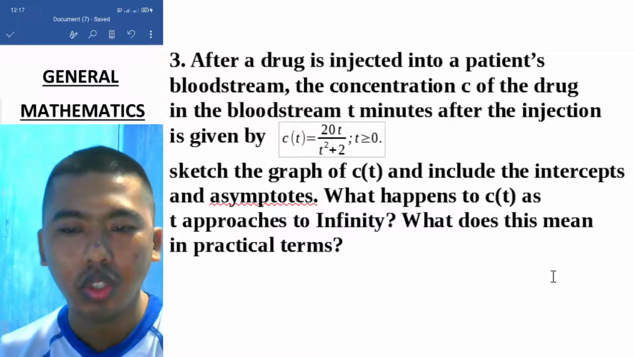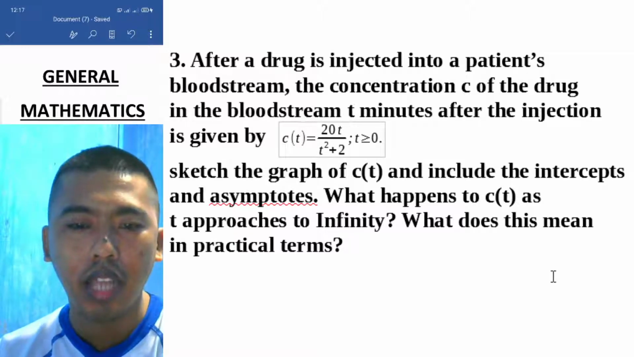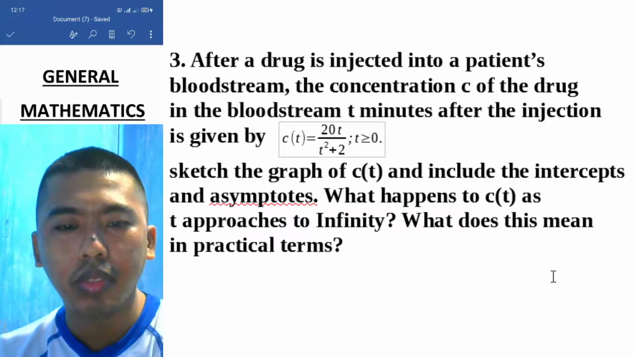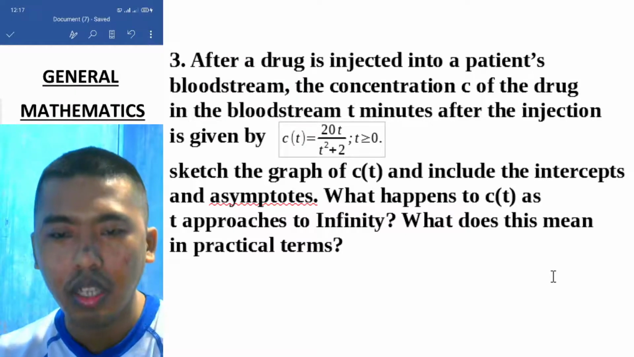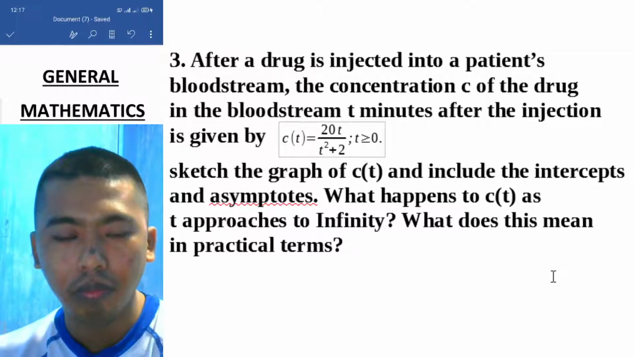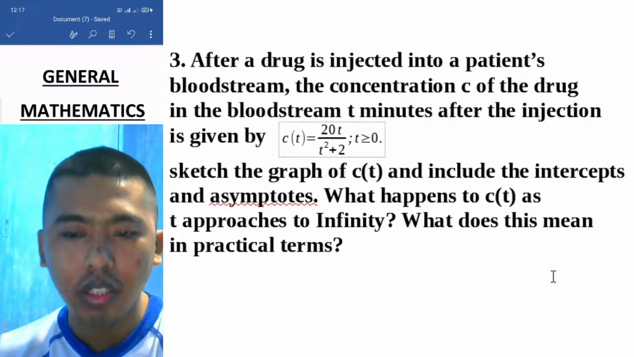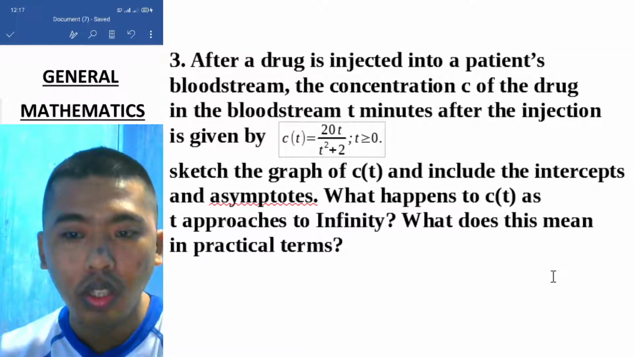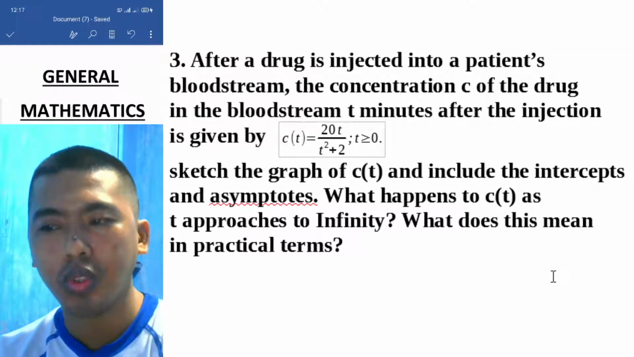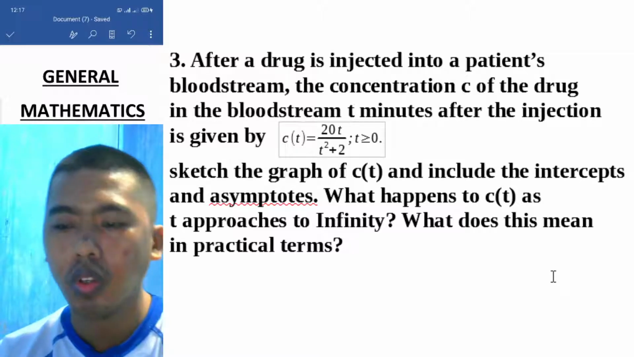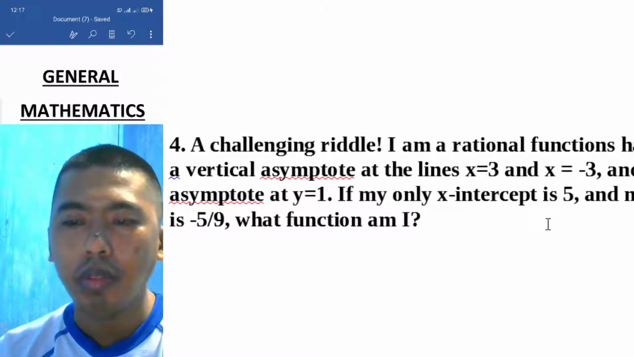Now here is the additional task. Sketch the graph of C of t and include the intercepts and asymptotes. So that's an additional task after you create a table of values. And after that, here's the additional question. What happens to C of t as t approaches infinity? What does this mean in practical terms? So it is the same question as number 2. Okay, number 4.